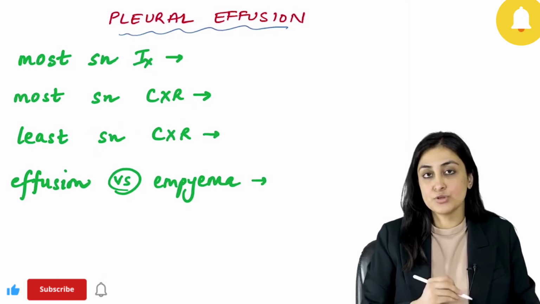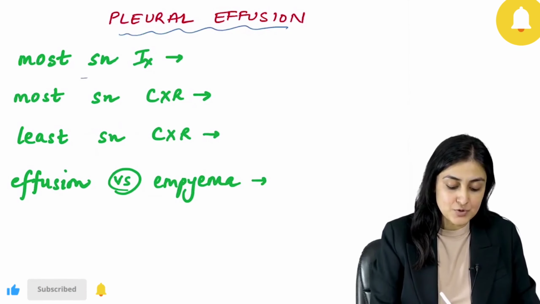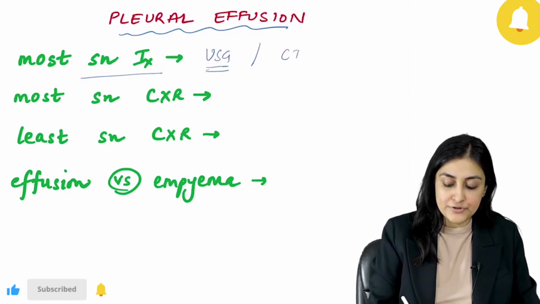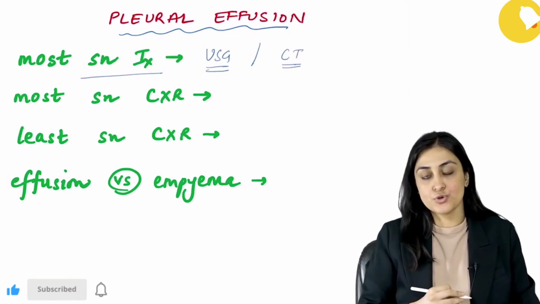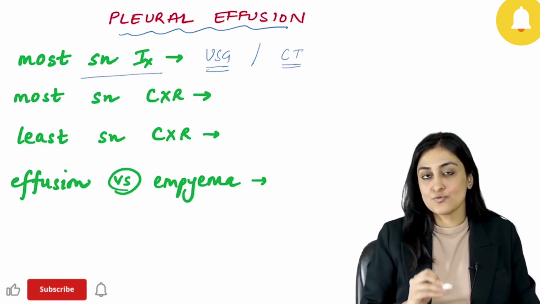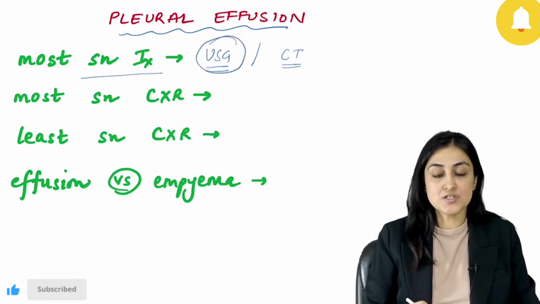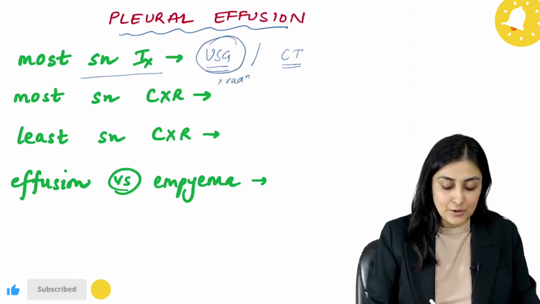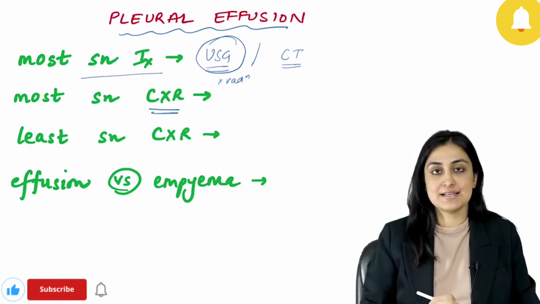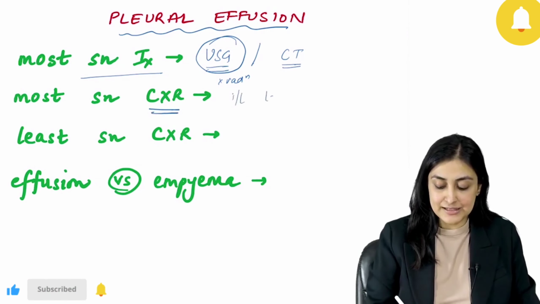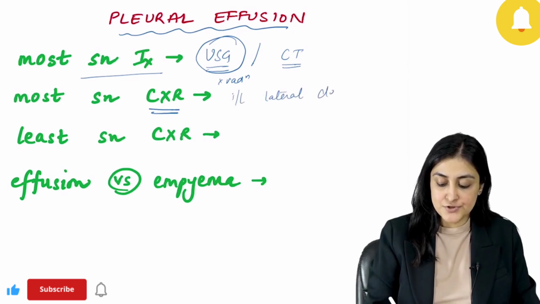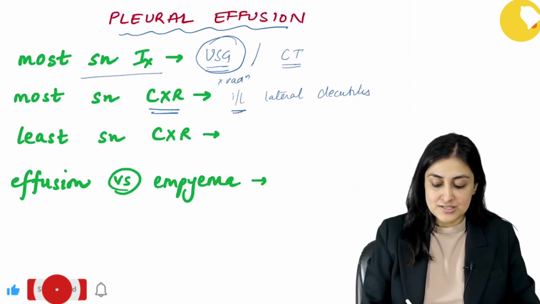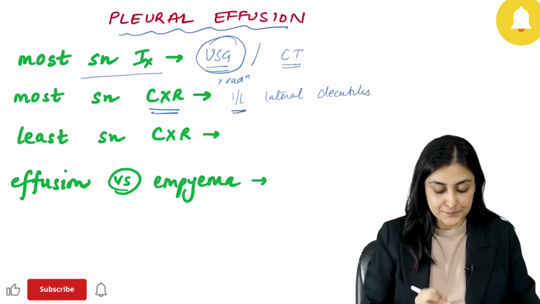So a few one-liners of pleural effusion which are very frequently tested. So most sensitive investigation, remember ultrasound, or if in your options you have CT, that's also one of the acceptable answers. It's very, very sensitive, but frequently because ultrasound doesn't have any radiation, it scores better. Okay. Now when I ask you most sensitive chest X-ray, it will be ipsilateral lateral decubitus. So you ask the person to lie down on that same side. So ipsilateral side down lateral decubitus.